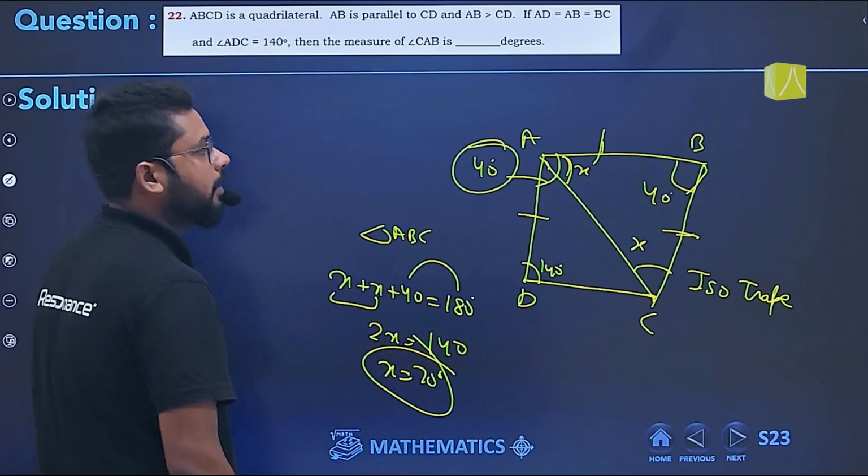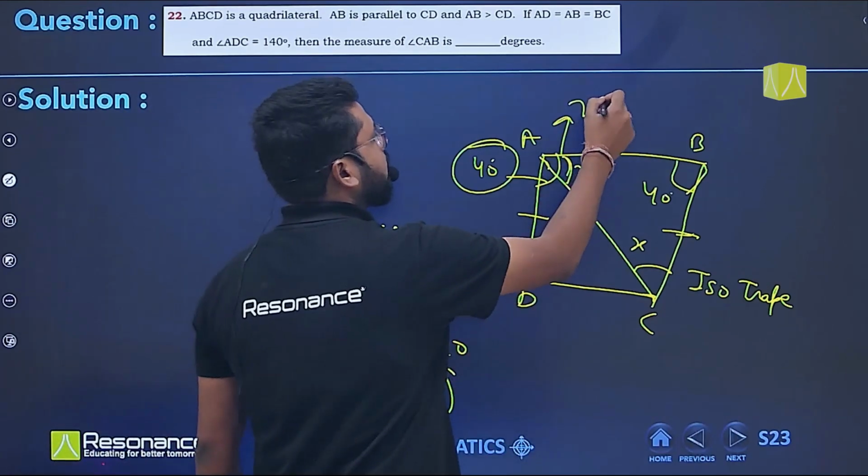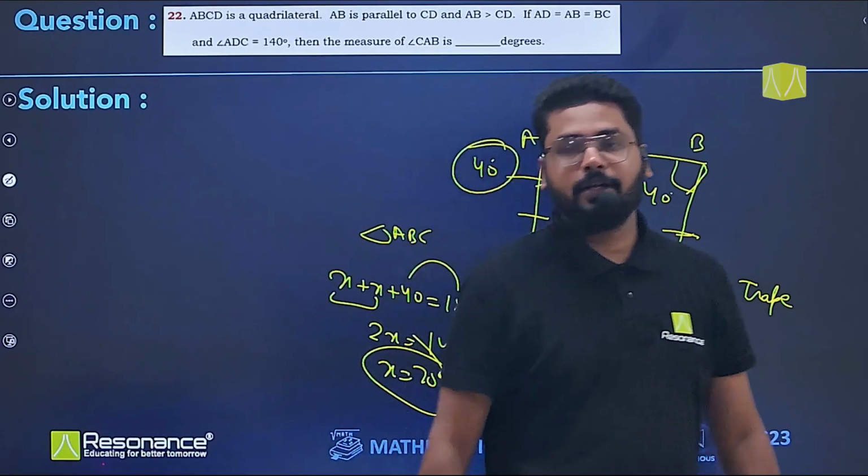X will get as 70 degree. This means CAB is 70 degree. Okay.